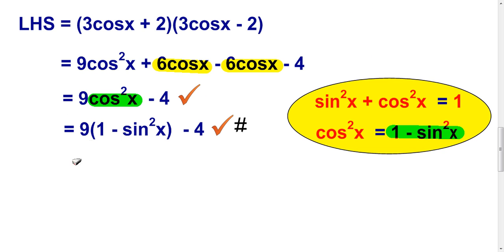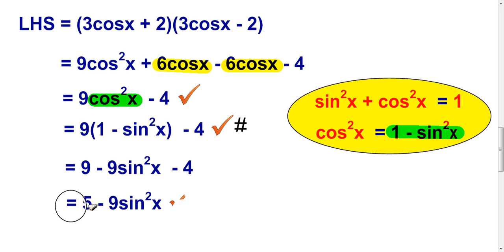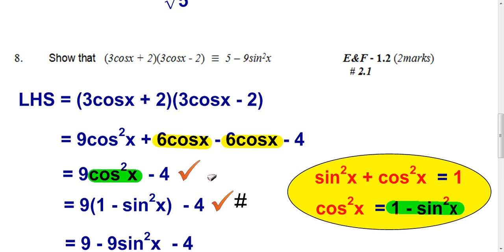And then if I multiply that out, I get this, 9 times 1 is 9, and 9 times sine squared x is 9 sine squared x. And if I do the 9 take away the 4, I get my 5 take away 9 sine squared x, which is what I'm looking for at the top.